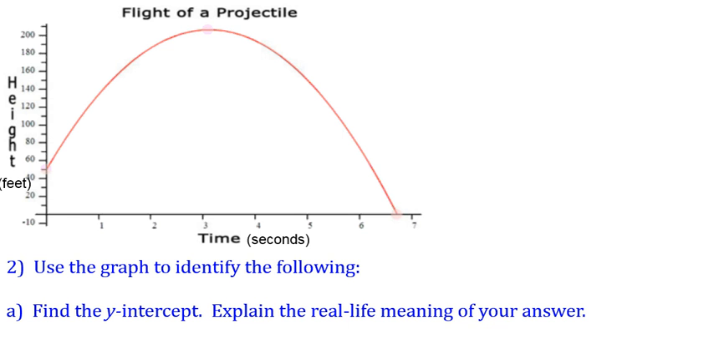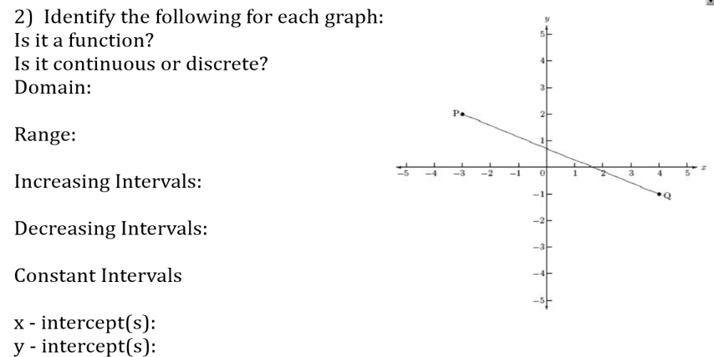So let's take a look at a couple other examples. So here we have our graph, and we can see that it's a line segment, PQ. There's a couple of things we want to talk about with it. So we're reviewing a lot of concepts in today's lesson. One, is it a function? Would you classify it as continuous or discrete? What would be the domain? What would be the range? Do we have any increasing intervals, decreasing intervals, any constant intervals, any x-intercepts or y-intercepts?